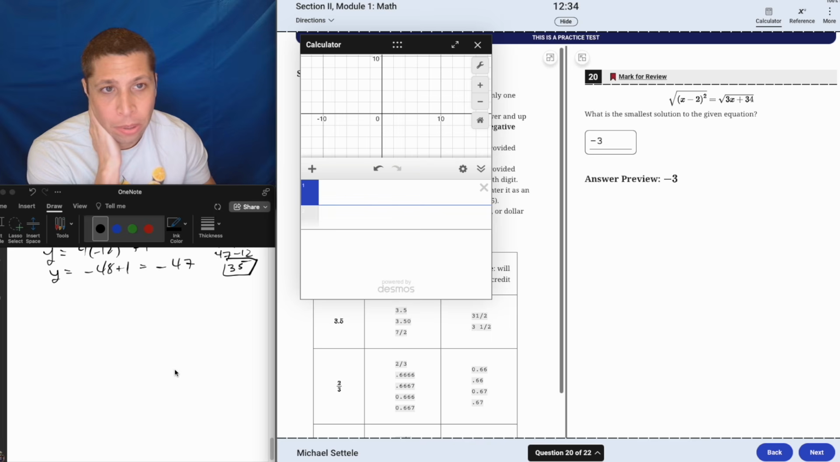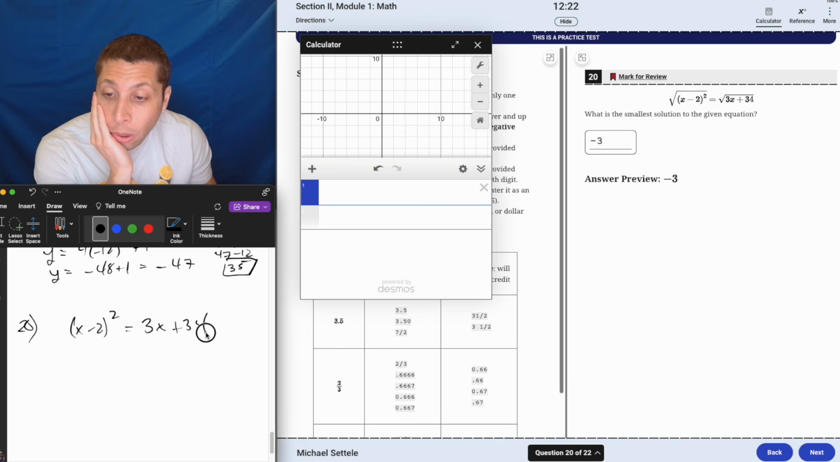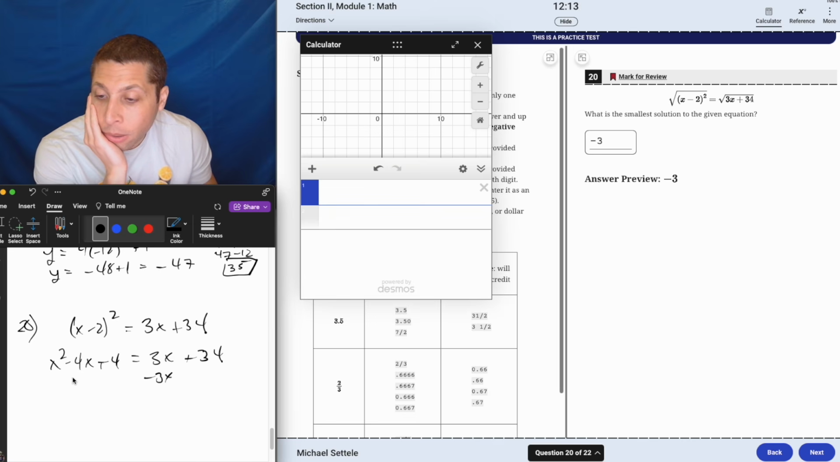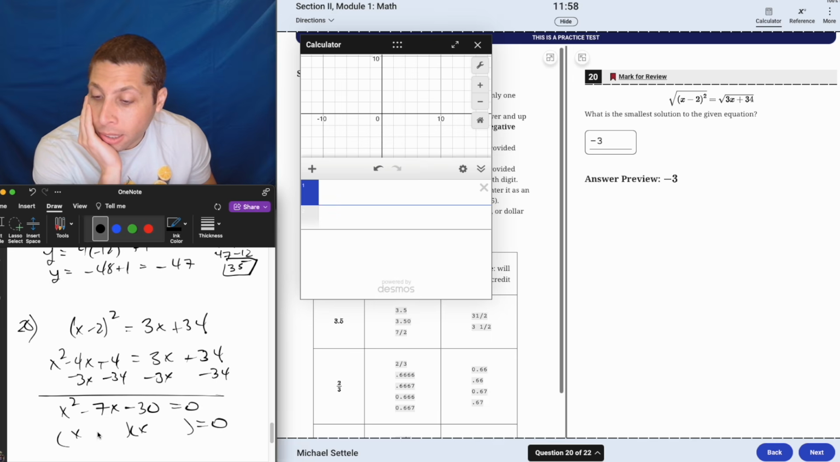Ooh, you want to see how crazy algebra is? If we don't know the calculator just solves this for us. So we would have to square both sides. So you'd get x minus 2 squared is equal to 3x plus 34. So that's x squared minus 4x plus 4 is equal to 3x plus 34. We would subtract, we would subtract, we would subtract. X squared minus 7x minus 30 is 0. Can I factor? Probably. X minus 10, x plus 3. So x is 10. X equals -3.